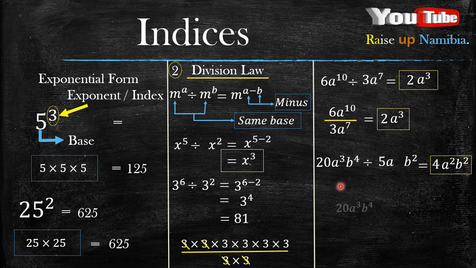Now to make it easy, you can always write it as well in fraction form. So you say 20 divided by 5 will give you 4. And then for a, 3 minus 1 will give you 2. Now for the b, you have 4 minus 2 will give you 2. Okay? And this is your final answer. So again, 2 methods, same answer.